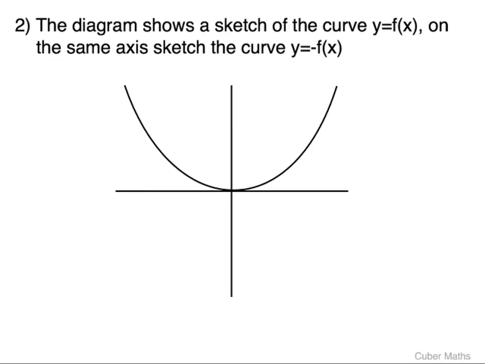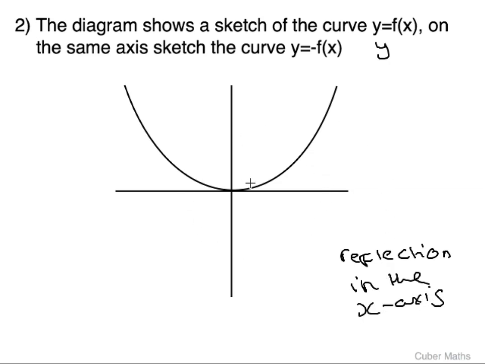So here we have our second problem, and it says the diagram shows a sketch of the curve y = f(x). On the same axis, sketch the curve y = -f(x). Now the minus is outside the bracket, so we know that's going to affect the y. It's going to be a change in the y direction. And the minus outside on our first slide showed that it was a reflection in the x-axis.